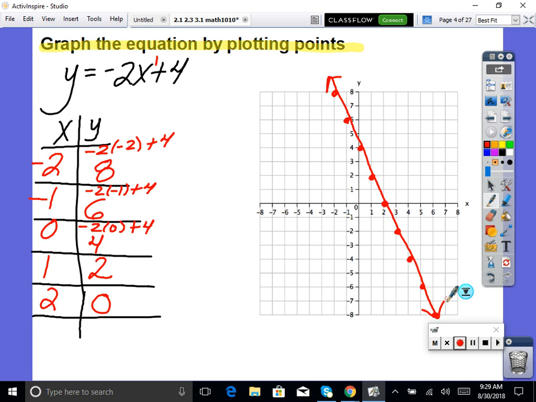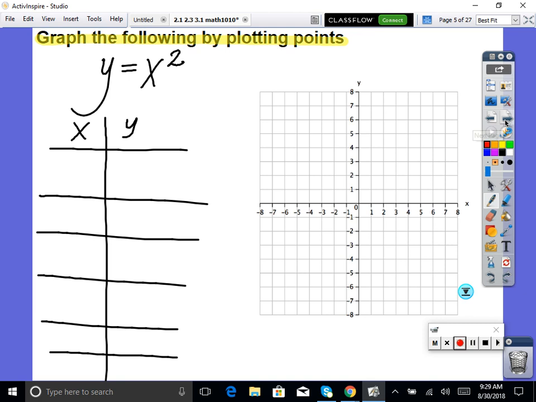Arrows, because it is continuing forever. Yeah, if on a test, you'd have to make it fit the entire graph that can plot whole number points. Okay, looking at this one. Once again, just watching might be enough for you at this point where you know how to graph. We're just graphing by plotting points.